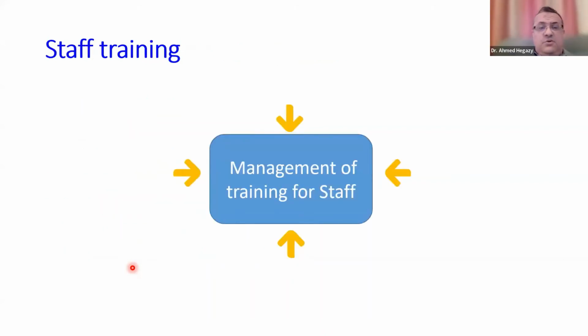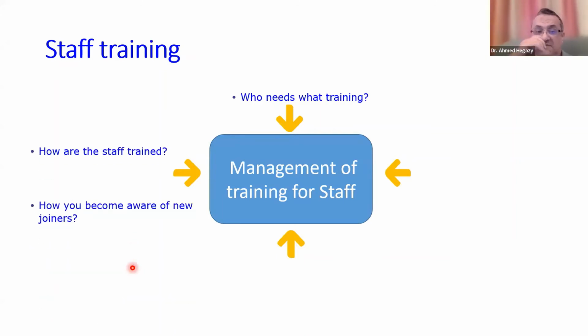Let me go for another example, which is the training. Sometimes you are in a lab and your people should be trained on a specific procedure or a new machine or device or whatever. So I should know who needs what training, who should receive what training of my staff. How are the staff trained, is it a presentation or practical training, how do I document this training, how am I aware of the new joiner?